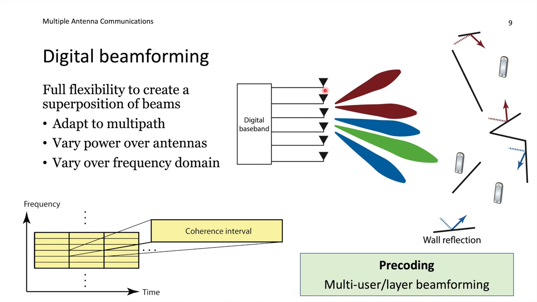When we are using beamforming to serve multiple users, it's also known as precoding or multi-user beamforming or multi-layer beamforming. In some cases, we might be transmitting multiple signals, multiple streams, to the same user at the same time, and then we have multi-layer beamforming. So digital beamforming is providing us with this full flexibility.